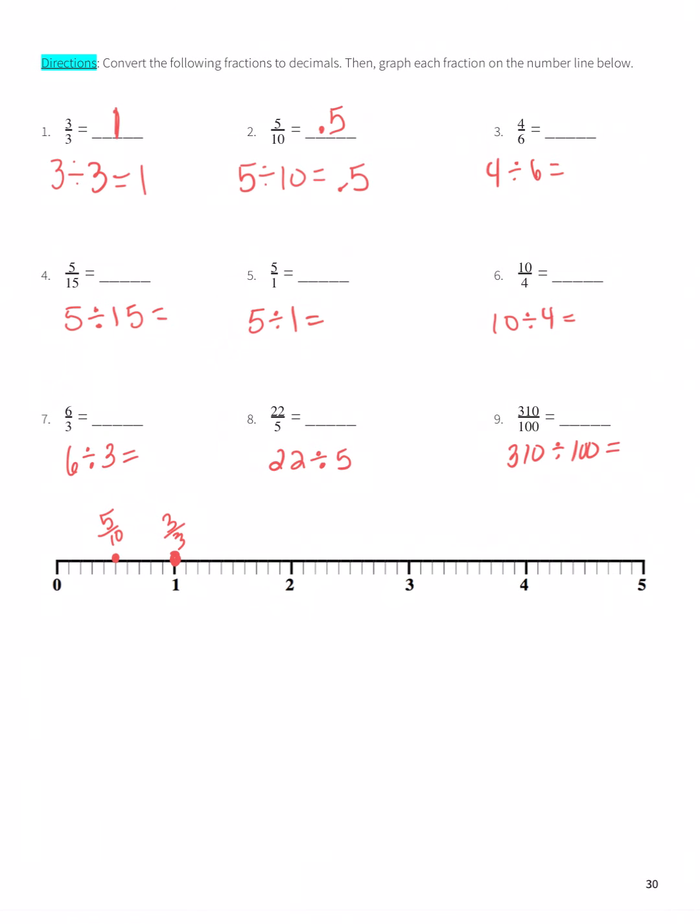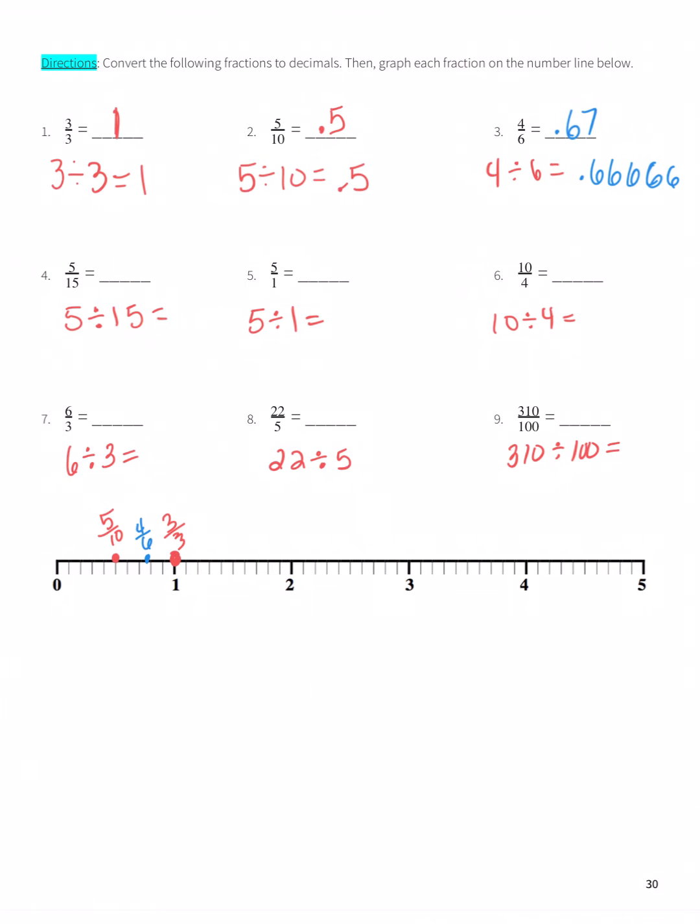So we have 4/6. 4/6 as a decimal. 4 divided by 6 is 0.6 repeating, so we will write that as 0.666, and keep going on, so we write that as 0.67. And 0.67 is between 0 and 1. It's almost 0.7, so we would say it goes about right here. And that would be 4/6.